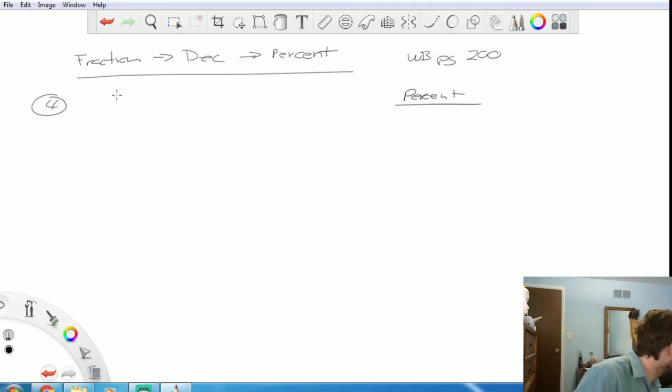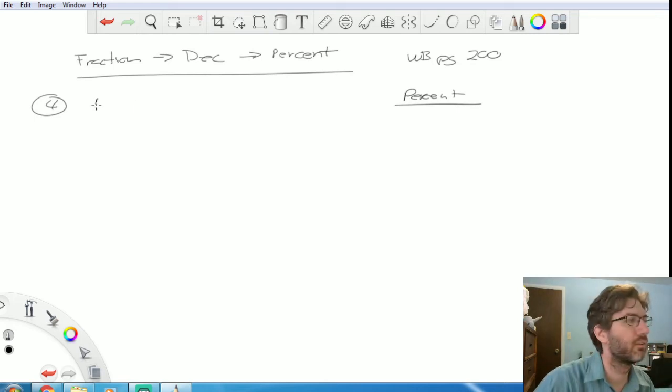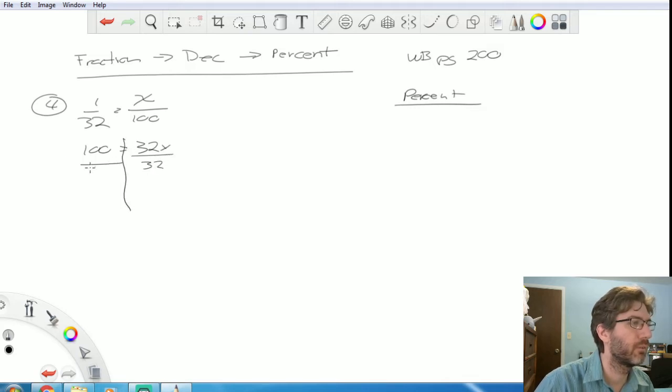Number 4 says, what is it, 1/32? 1 over 32. So again, find the percent of it. 100 equals 32x. Divide each by 32. Divide by 32.